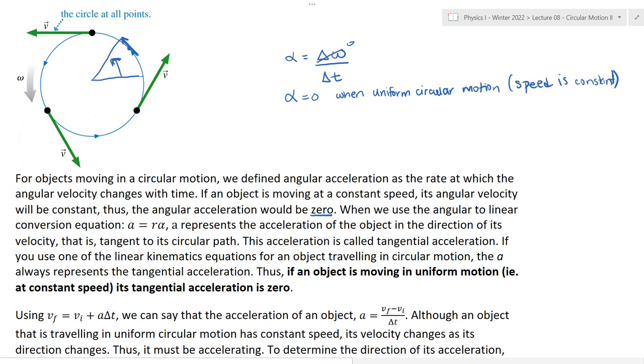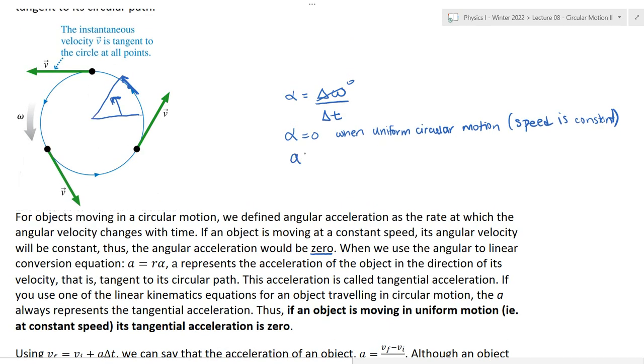When we use the angular to linear conversion equation, which we discussed in a previous lecture, the acceleration equals the angular acceleration times the radius, where r is the radius of that circular path. The a represents the acceleration of the object in the direction of its velocity. When we talk about it in the equation, we can put a little subscript to say it's the tangential acceleration. We don't need to put it in there, it's implied, but that's what it means.